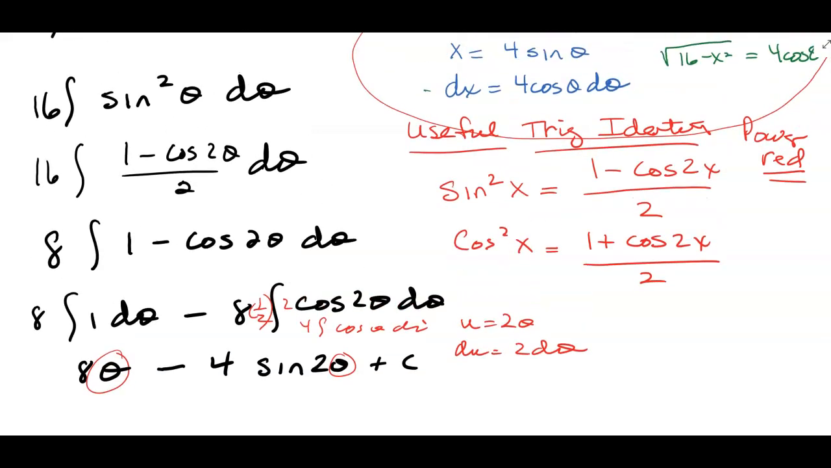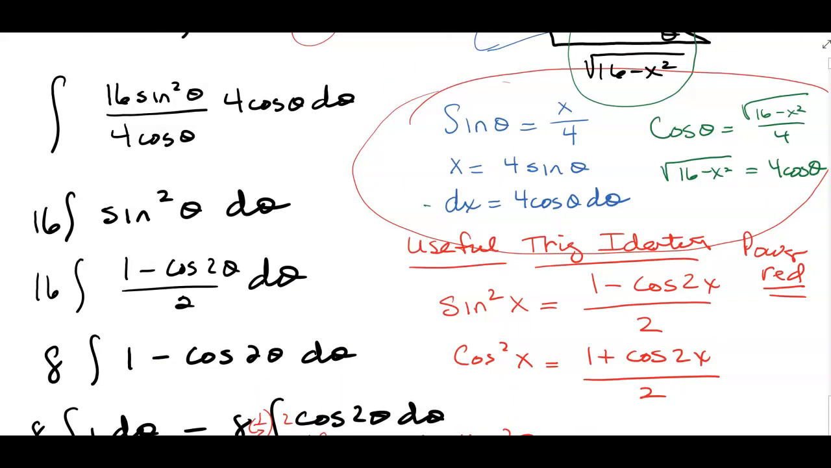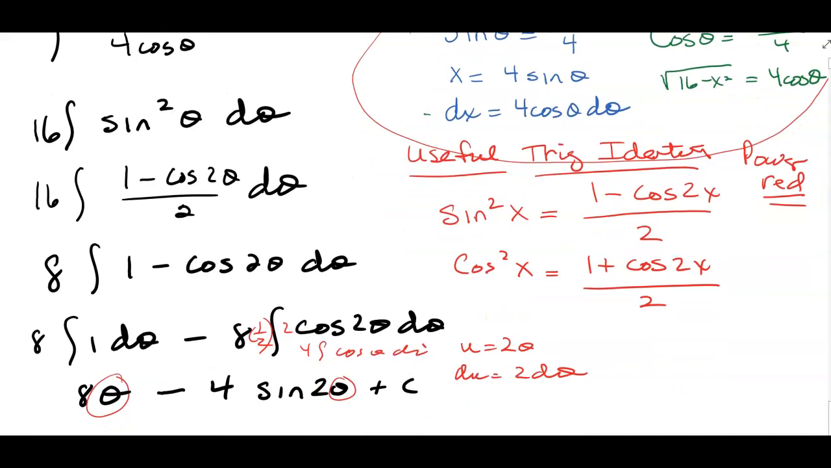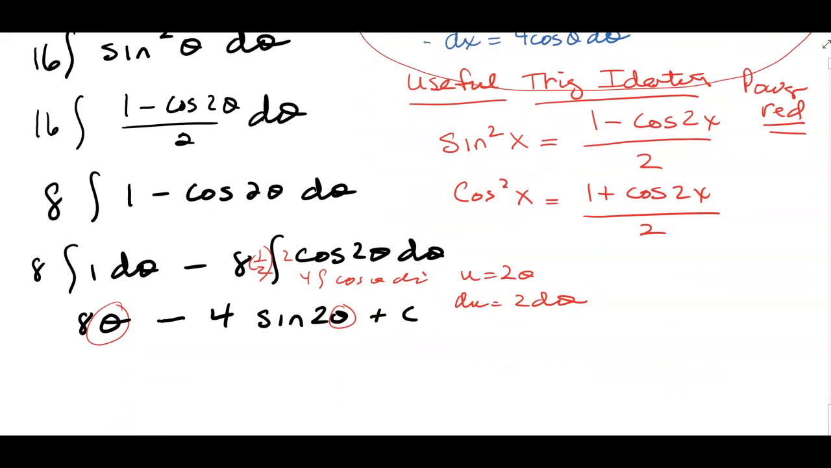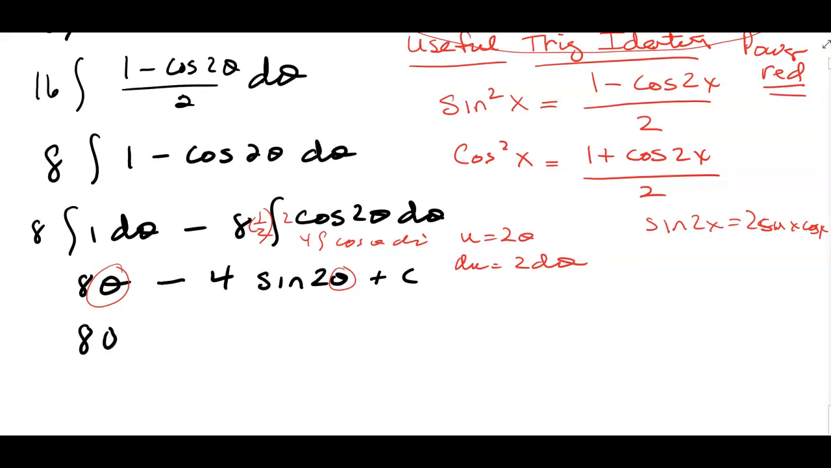Now the issue, of course, is we have a sine of theta, not a sine of 2 theta. But that's another one of those trig identities that we used a good amount in Calc 2 as well. It was sine 2x equals 2 sine x cosine x. So that one is one you also really need to remember. So I can go ahead and make that 8 theta minus 4 times 2. So that actually goes back to 8 sine theta cosine theta plus c.